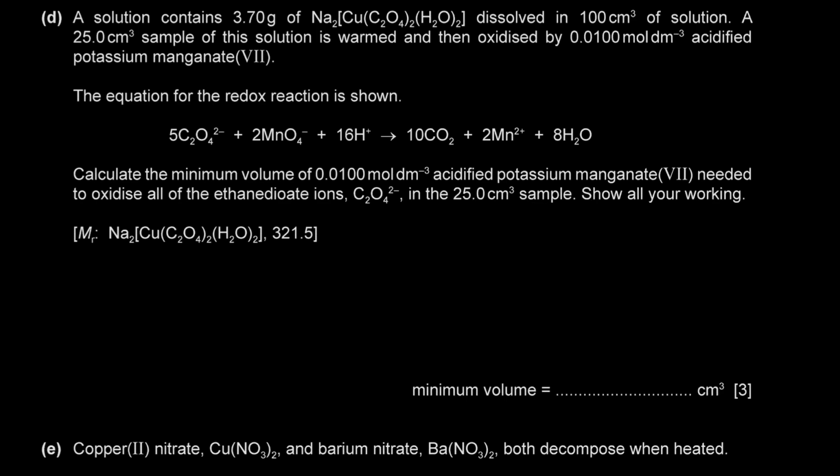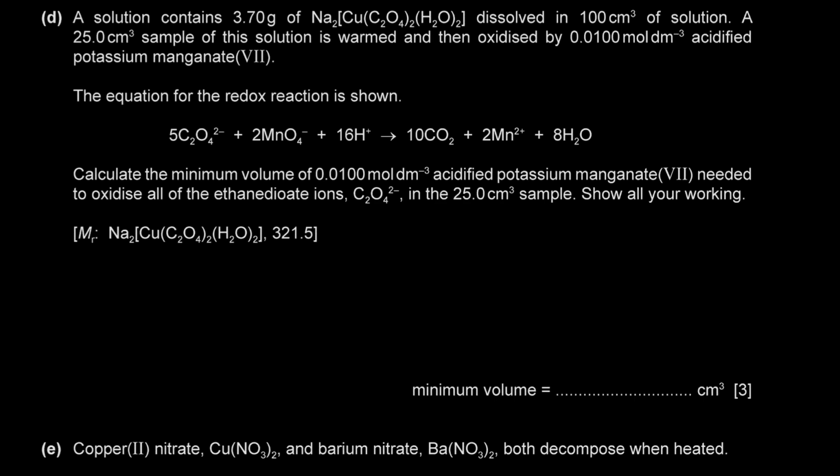Show all your working. So this reaction that's taking place is with the 25 cm³ sample, right? And we've been given the initial mass of the salt that was dissolved in 100 cm³ of the solution, from which we took 25 cm³. So what's the first thing we would do here? What information is given to us that we can first use?